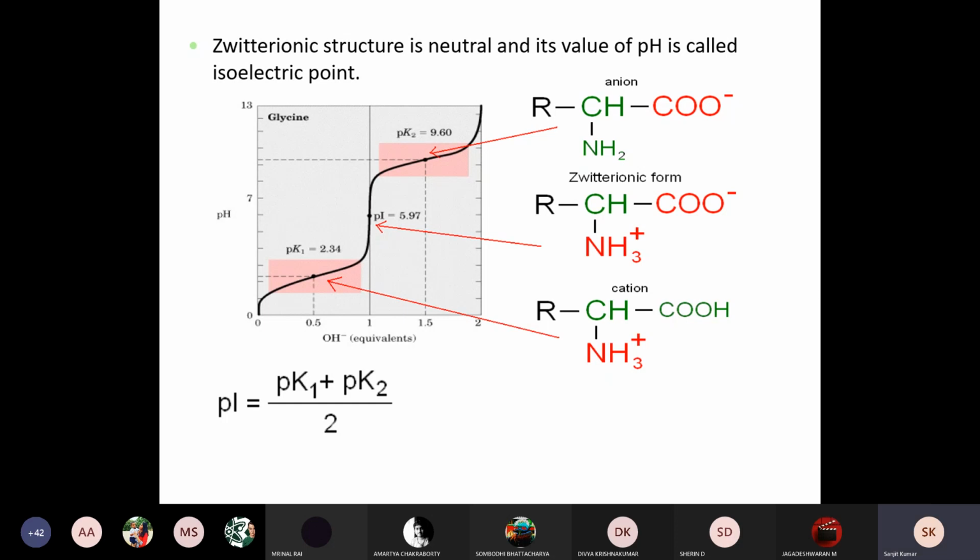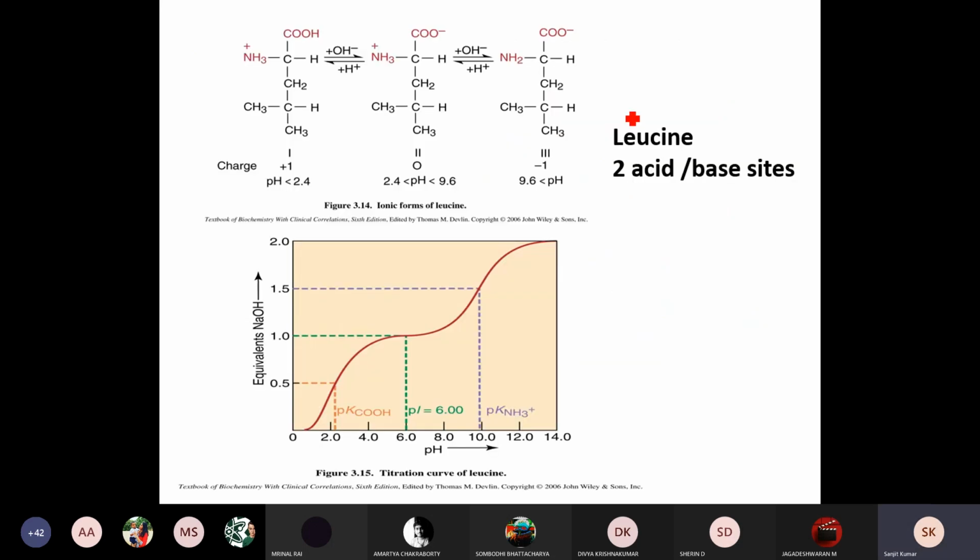Yes, sir. Yes, very good. So that is very good. This way we can determine the zwitterion structure, the neutral value. This will be in cationic form, this is the zwitterion form, and this is the anionic form. And in the same way, in the case of leucine also, we can calculate this value.